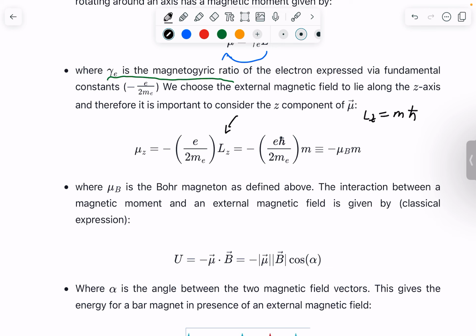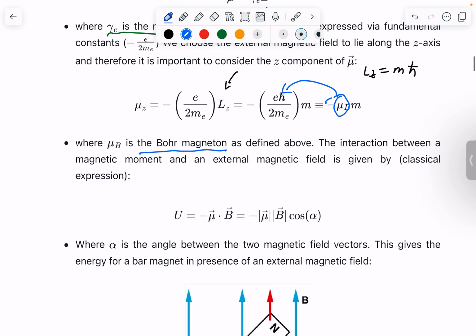So mu z is going to be quantized the same way, and just the prefactor is going to be different. This prefactor, which absorbs a whole bunch of fundamental constants, mu B, is called a Bohr magneton. So far things are pretty straightforward. You have a charge doing circular motion, it has an angular momentum, and it results in a magnetic moment. This magnetic moment can then interact with magnetic fields. In other words, it's a source of magnetism.